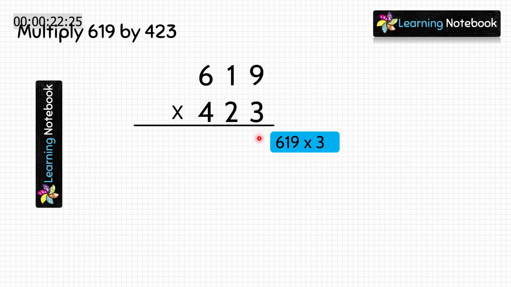Now, in step 1, we will multiply 619 by 3. 3 into 9 equals to 27. So carry 2 and write 7 in the answer. Next, 3 into 1 equals to 3. And we also have 2 carry. So 3 plus 2 equals to 5. Now, 3 into 6 equals to 18. So we have completed step 1 and its product is 1857.